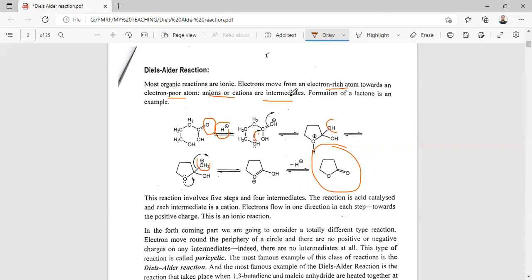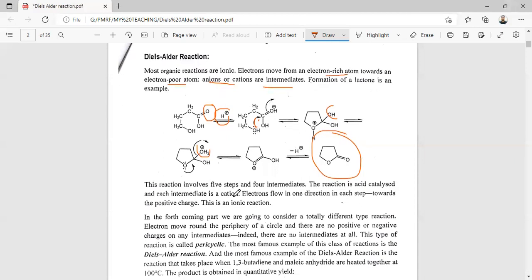Electrons move from one electron rich atom to an electron poor atom. So anions and cations are intermediates.